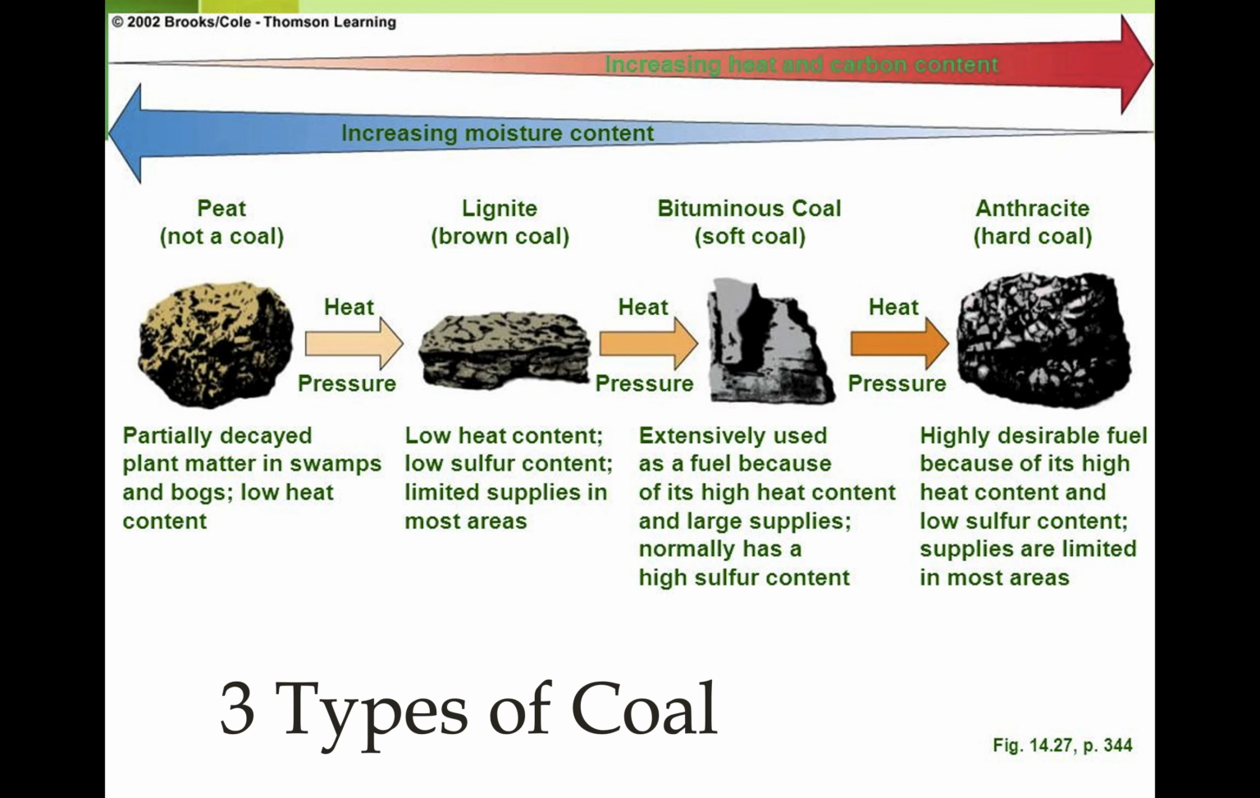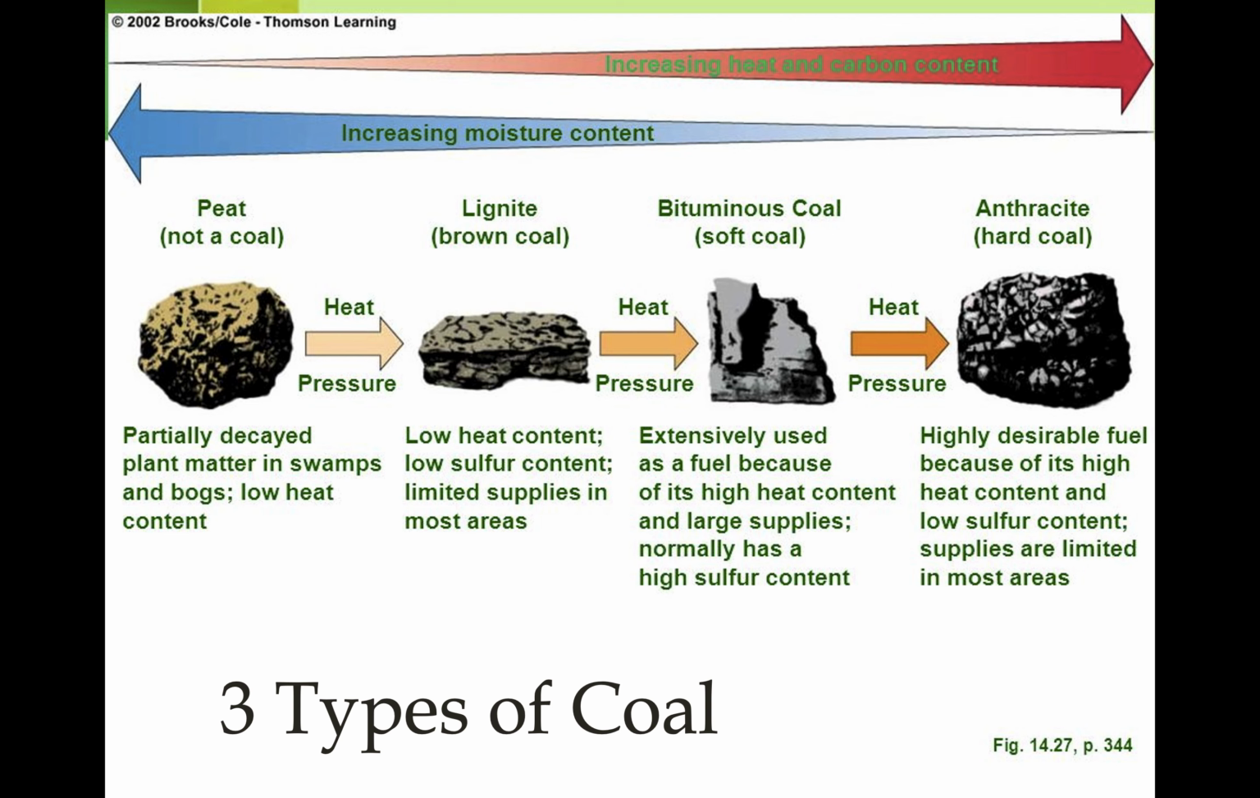This graphic is showing the 3 different types of coal. So just like the graphic before, heat and pressure are an important thing to remember. So through heat and pressure, peat, which is biomass and a biofuel, so not a type of fossil fuel, gets converted into lignite, which is a brown coal. Lignite has a low heat content, low sulfur, and it's limited supplies in most areas. This then becomes bituminous coal, which is a soft coal.